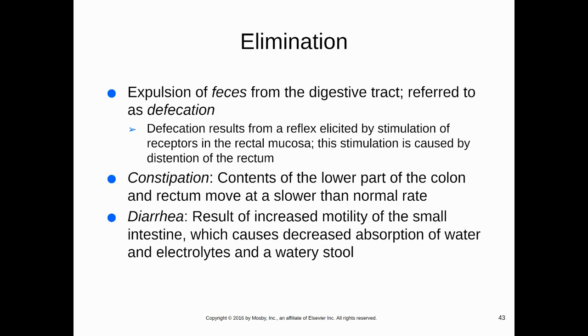Okay? When we talk about elimination, basically everything is going to be built up into what we call feces within your large intestine. And that's going to be from the digestive tract. It's going to go through a reflex called defecation. Most of the time this has a bad connotation, but what we're talking about here is literally something you already know is going to happen. You're on the toilet and we're all good to go.